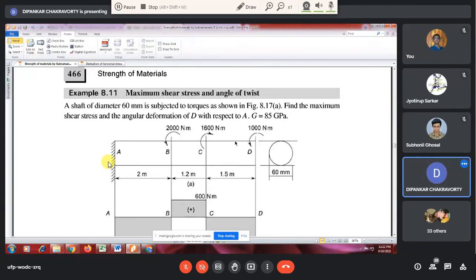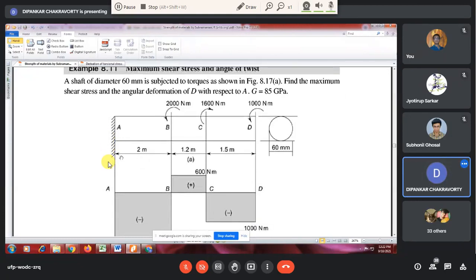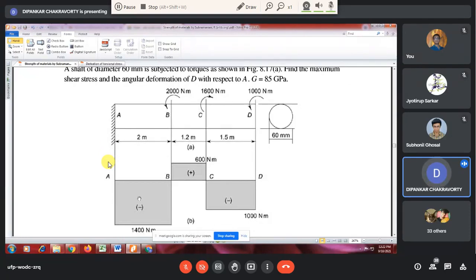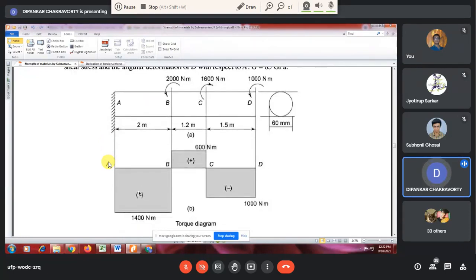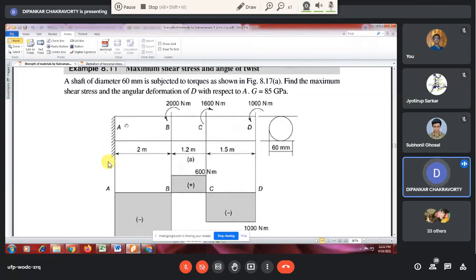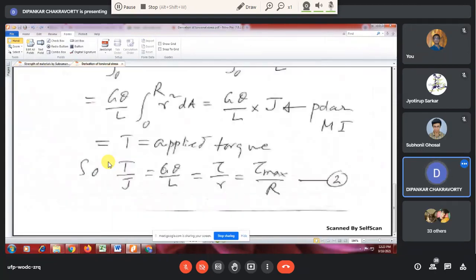This is important. You have basically fragmented the shaft into three parts, AB, BC, and CD. For AB, the torque is minus 1400 Newton meter. You know the torque, you know the cross section and other things. You can get the tau value here. Here also you can get the tau value. Here you can also get the tau value, because the formula of maximum shear stress is T capital R by J. You can get it.